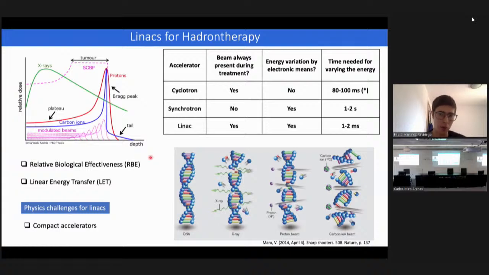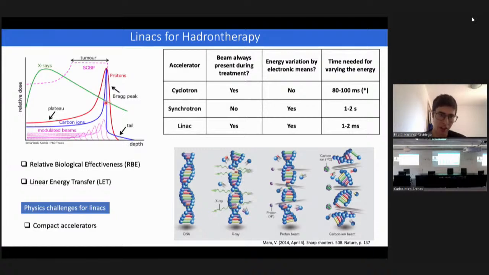So hadron therapy, which is already a reality, is mainly based on circular machines, cyclotron and synchrotron. The problem with cyclotron is that the energy of the beam is fixed, so you need to use degraders in order to change the energy of the beam. And with synchrotron, you can change the energy of the beam, but very slowly. With these kinds of hadron therapy treatments, you need to change the energy of the beam in order to select the depth of the Bragg peak.